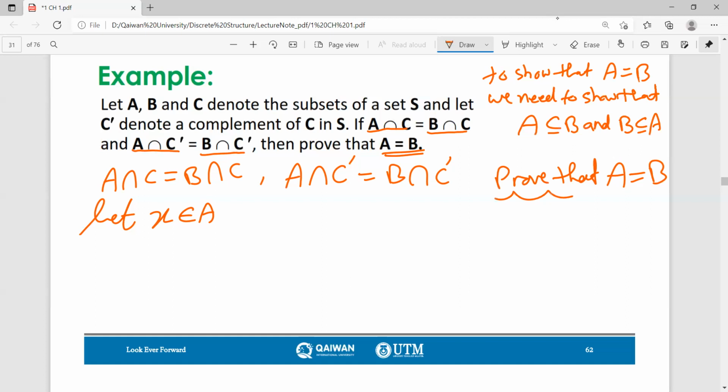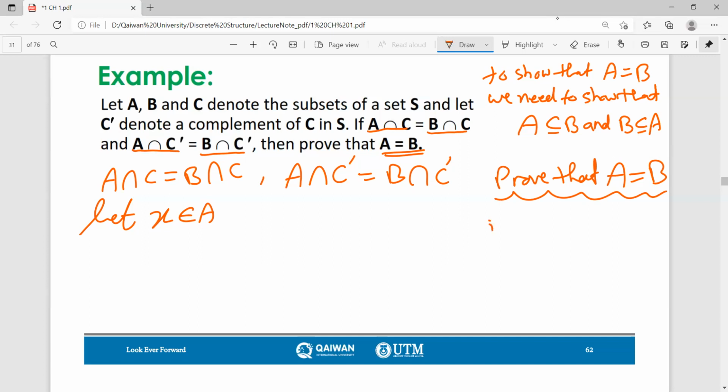And for this, to prove that A equals B, we must show that A is a subset of B and also B is a subset of A. Okay? How? By taking elements. If we take an element from A and if we could show that X is in B, that means A is a subset of B.